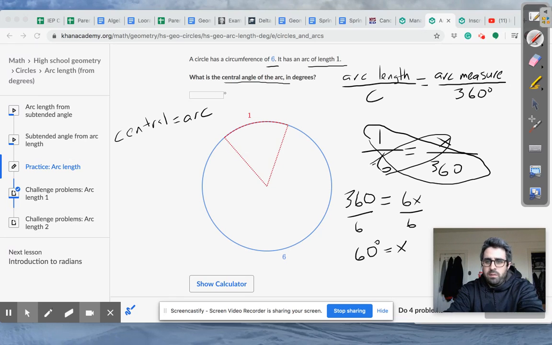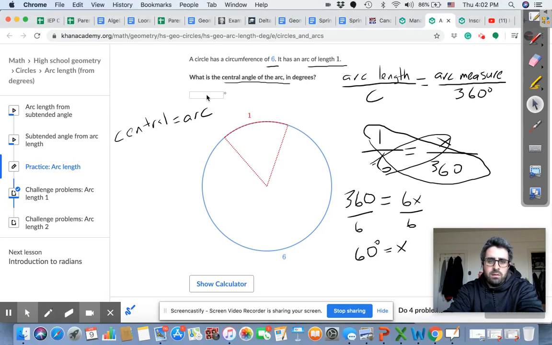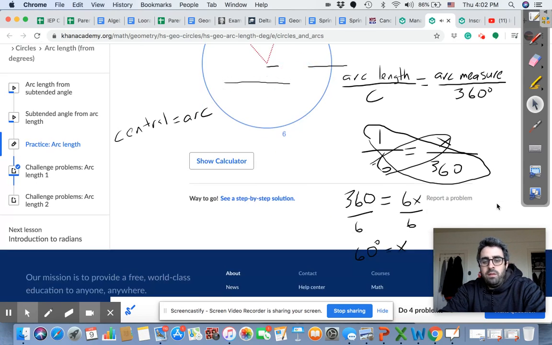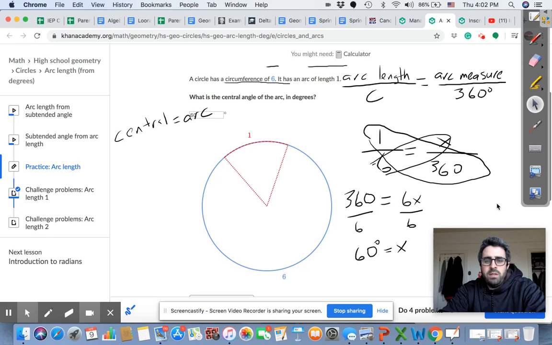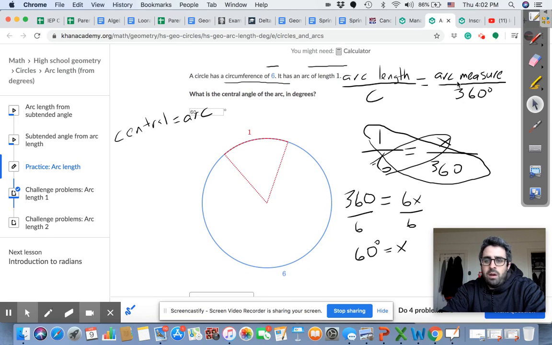Let's just check to make sure this is correct. And when you think about it, it makes sense that this is correct, right? Because the arc measure has to be 1/6 of 360 in this case, which is 60 degrees.